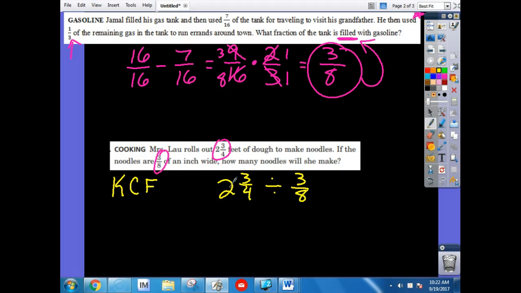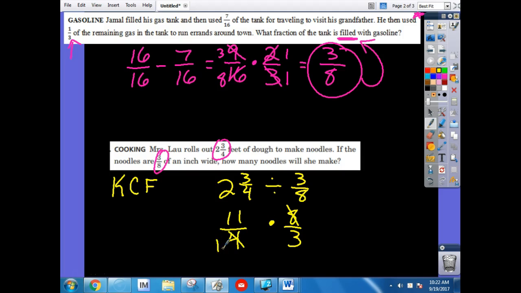For my keep, I need to make this an improper fraction because when I do the multiply, this will be my keep, this will be my change to multiply. I'm going to go ahead and put that. 2 times 4 is 8, 9, 10, 11. We have 11/4 times 8/3. Big times bottom plus top to get my numerator. This is my keep, this is my change, this is my flip.